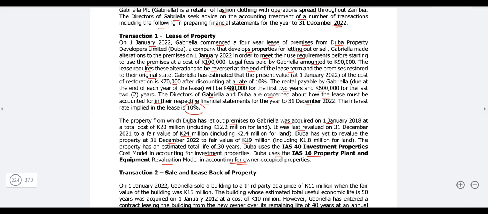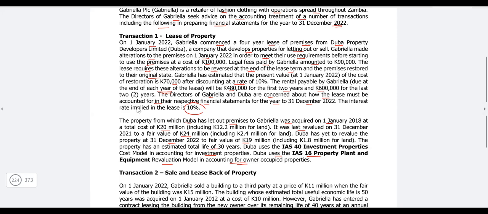So DUBA is the lessor, Gabriela is the lessee, and this is a 4-year lease. In the first 2 years, the lease rentals are due at the end of each year. That means this is payment in arrears. As we know, there's a different working for payment in arrears and payment in advance. So this is the payment of K 480 in the first 2 years and K 60 for the last 2 years.